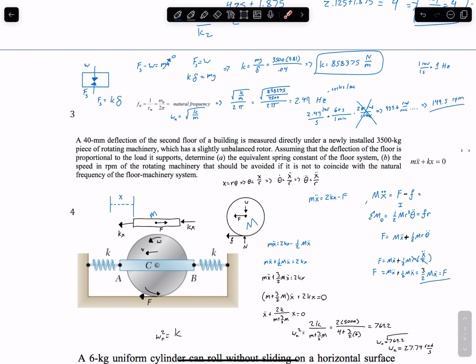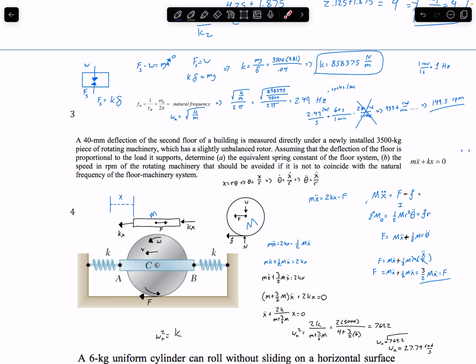Problem number 3, we have a heavy piece of machinery, 3,500 kgs, causing a 40 millimeter deflection on the second floor of a building with an unbalanced rotor. Assuming the deflection of the floor is proportional to the load it supports, determine the equivalent spring constant of the floor system. So pretty much the force of the spring, we can find that we know the force of the spring is equal to K delta. And then we're looking for the speed and RPMs the rotating machinery should avoid to not coincide with the natural frequency of the floor machinery system.